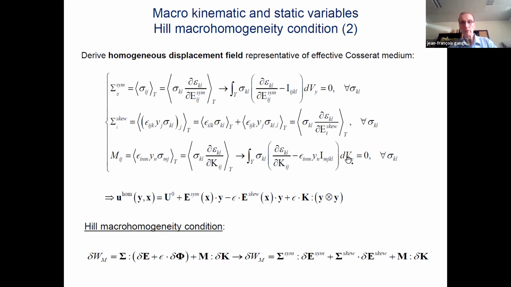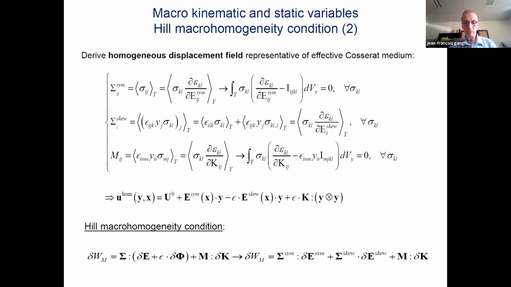So from this, we can reconstruct what we call the homogeneous displacement, so the micro to macro kinematics, as you can see here. And of course, if we inject this into the work of internal forces, it will lead exactly to Hill macrohomogeneity condition for the postulated Cosserat medium.